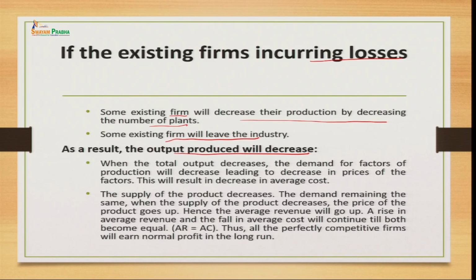So what will happen here is the total output decreases and the demand for factors of production will decrease. When the demand for factors of production decreases, there will be a decrease in the price of factors, and this will lead to a decrease in the average cost. So their average cost will decrease and the supply of the product will decrease, with the demand remaining the same. When the supply of the product decreases, the price of the product will go up. Hence you can say that average revenue will go up, and a rise in the average revenue and a fall in the average cost will continue till the point they both become equal.